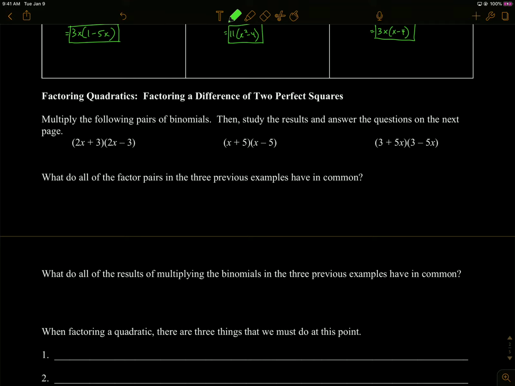Right? There's no plus 3x or plus 5x, so the linear term is really 0x. We call that a difference of two perfect squares because when this happens, the first term is a perfect square and the last term is a perfect square. It's called difference because of the subtraction sign. So when you see a difference of two squares, we're going to know how that factors immediately.